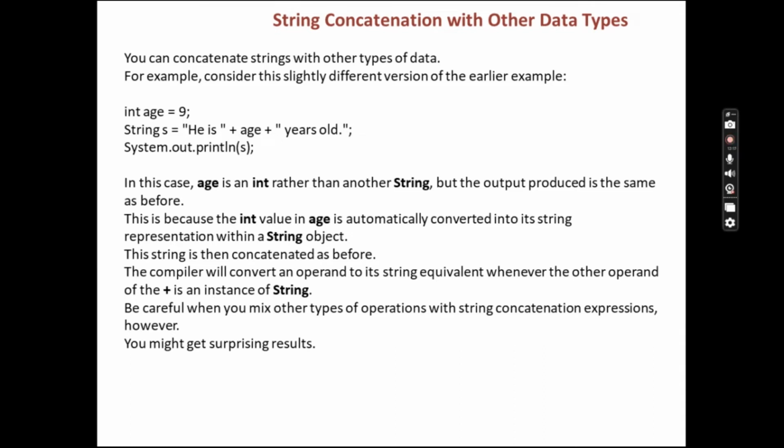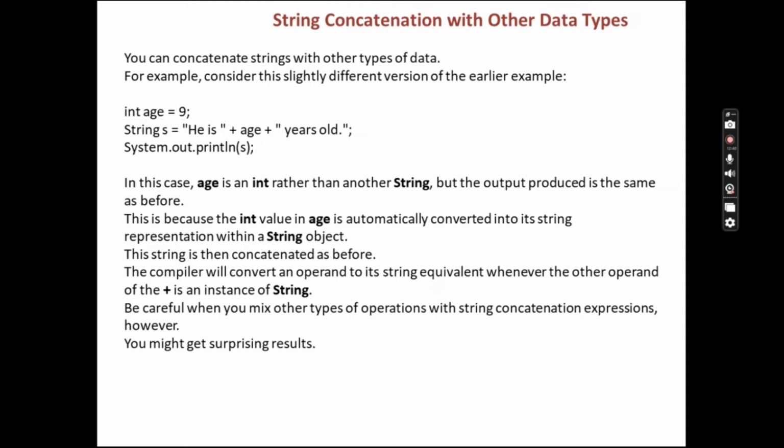As I said in the previous example, if you are specifying age as an integer, it will be directly converted to a string value. You don't have to specify age.toString. Age is an int rather than another string, but the output produced is the same as before. This is because the int value age is automatically converted to its string representation within a string object. The string is concatenated as before.